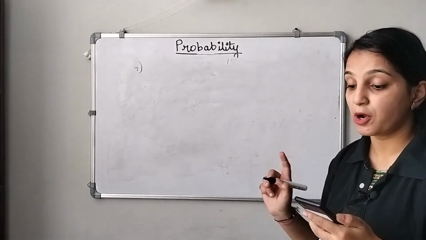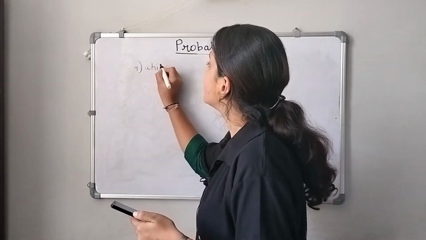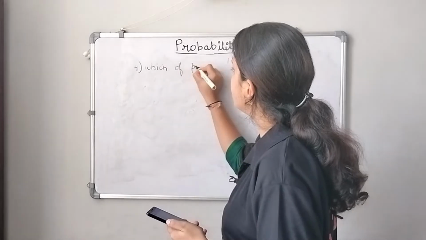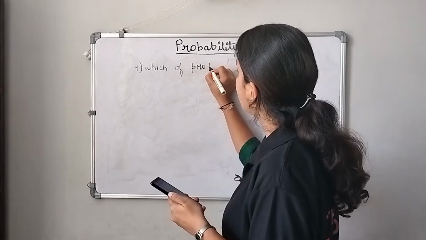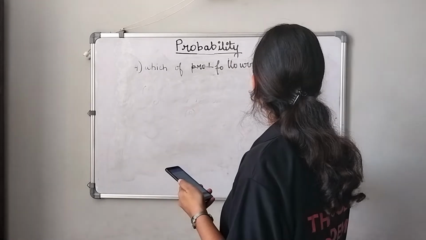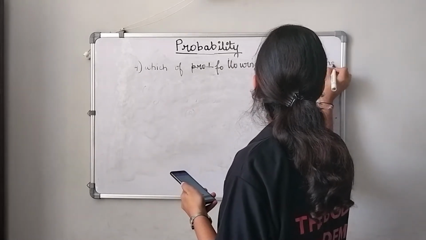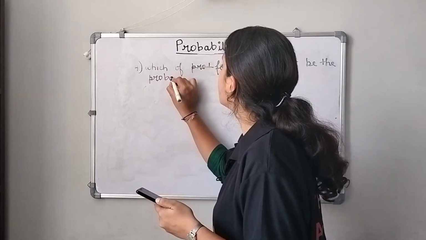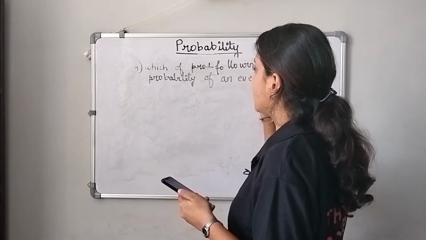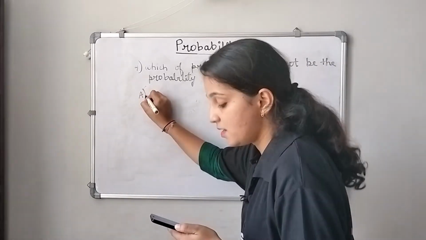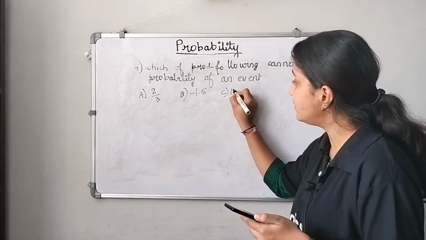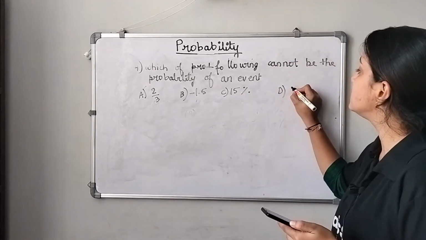Which of the following cannot be the probability of an event? Options are A, 2 upon 3; B, minus 1.5; C, 15%; and D, 0.7.